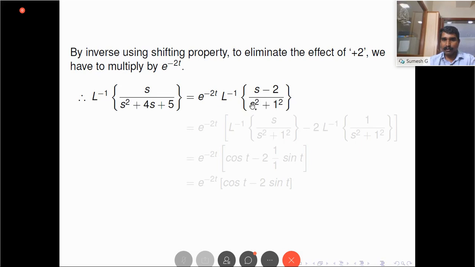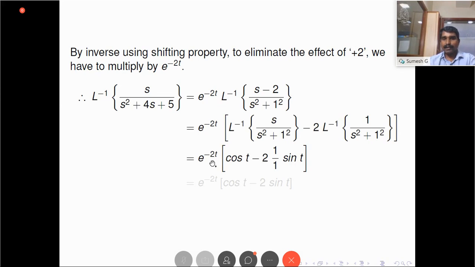Now denominator is s square plus 1 square, or it is of the form s square plus a square. So we have two options. Numerator may be 1 or s. So we have to split this expression. We split the expression as s by s square plus 1 square minus 2 into inverse of 1 by s square plus 1 square. Now we can find inverse directly. It is e raised to minus 2t into cos t minus 2 into 1 by 1 sin t. This is the final answer.